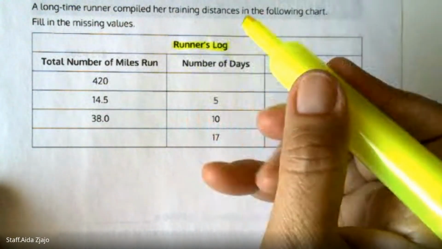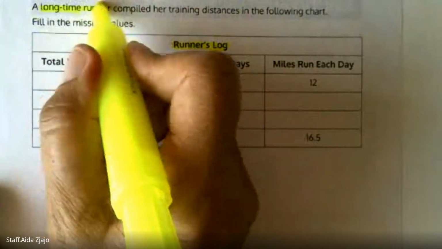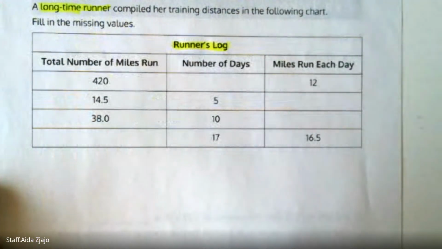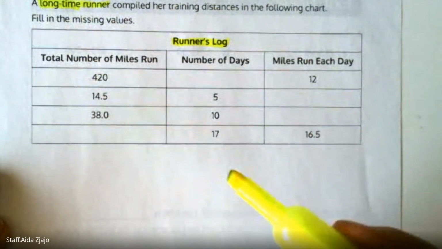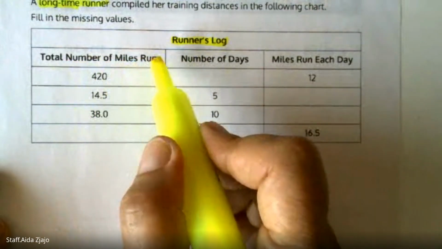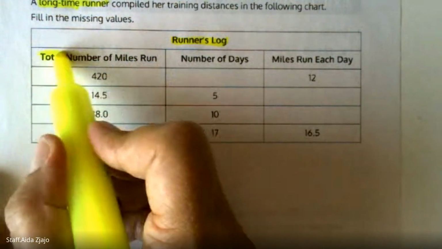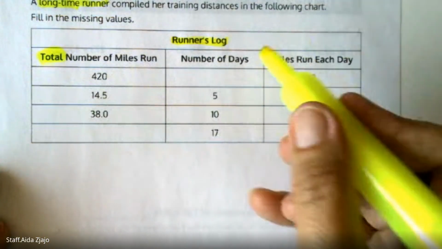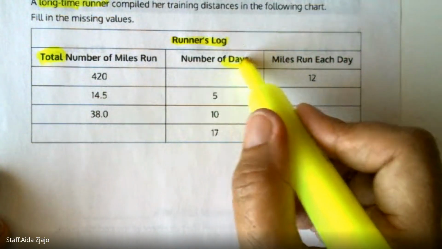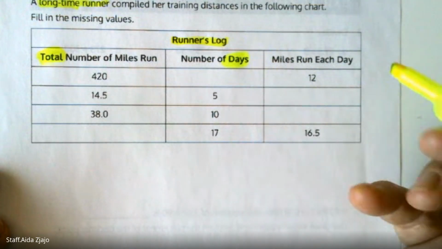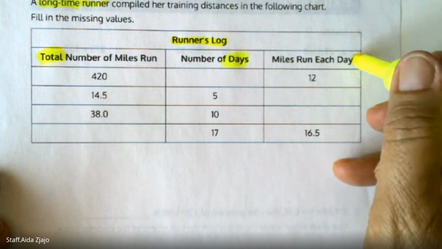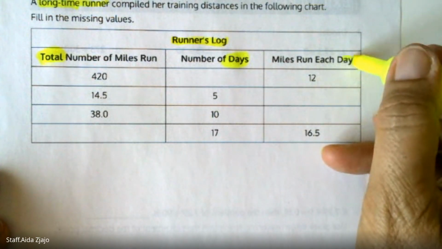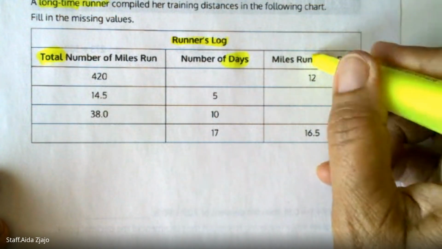Long time runners. Then they have the total number of miles, then the number of days they run, and also the miles run each day. Miles they run each day.